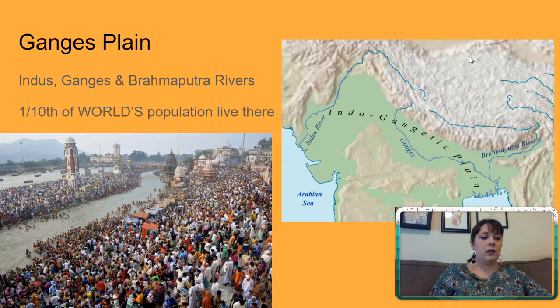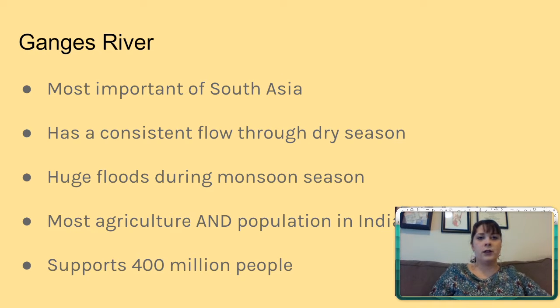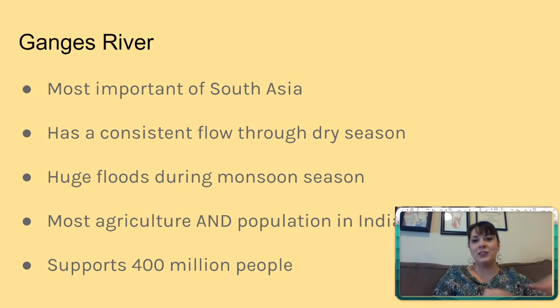They rely on the crops and the farming from this area and a lot of the water in the area as well. So the Ganges River is the most important river in South Asia. It has consistent flow through the dry season. Sorry, my dog's barking. So it doesn't dry up. You always have water. And then during the monsoon season, their rainy season, the river floods. They have huge floods. That actually makes this area really great for agriculture. Lots of farming does really well there. Lots of good nutrients, good soil, lots of moisture.